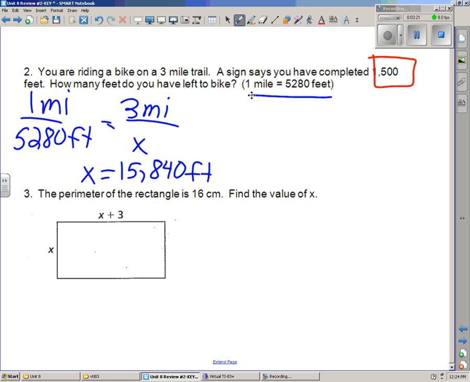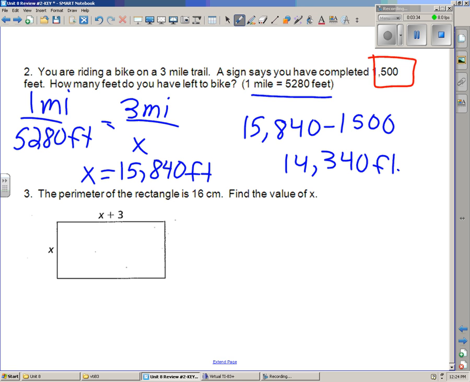So the question says to you, okay, well, you know you've completed 1,500 feet. How many feet do you have left to go? You're going to take the 3 miles, which ends up being 15,840. You're going to subtract 1,500, and you have 14,340 feet left of trail to ride.